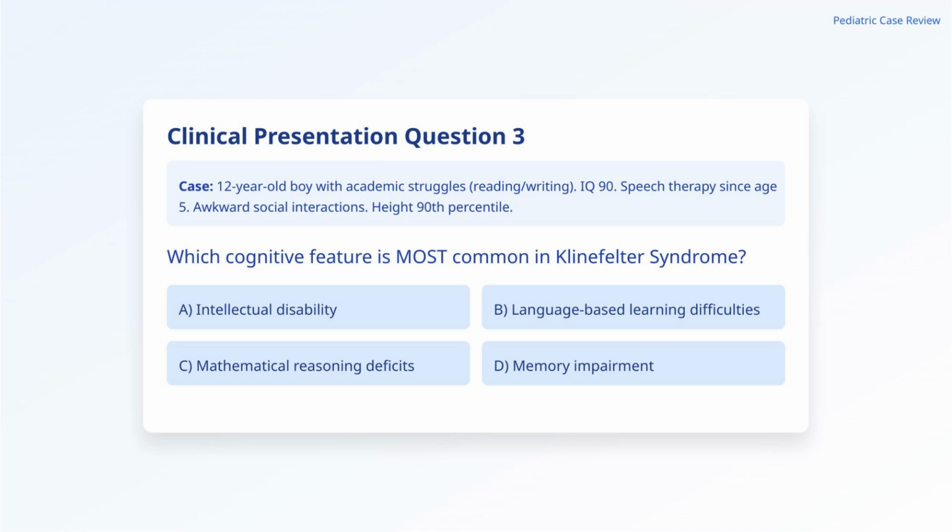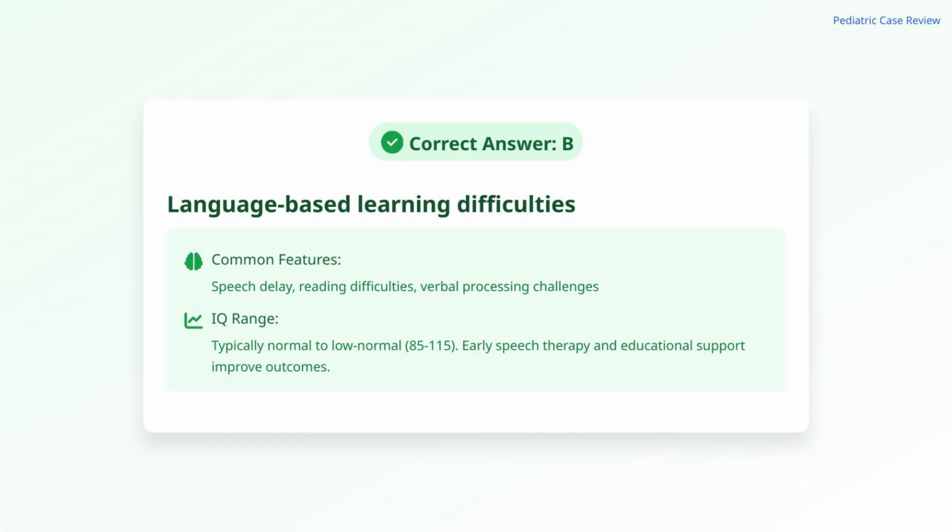Option A, intellectual disability. Option B, language-based learning difficulties. Option C, mathematical reasoning deficits. Option D, memory impairment. The correct answer is B, language-based learning difficulties. Boys with Klinefelter syndrome commonly experience language and verbal processing challenges, including speech delays, reading difficulties, and problems with written expression. Intelligence quotient scores typically fall in the normal to low normal range, between 85 and 115.